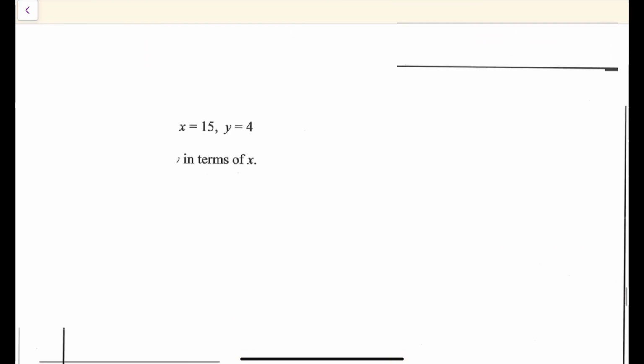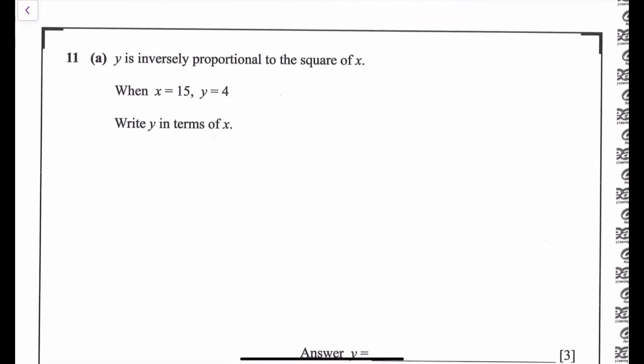Okay, lovely question. One of my favorite topics. This is direct and inverse proportion. Direct and indirect proportion, whatever way you want to say it. It says y is inversely proportional to the square of x. So the first thing I'm going to write down is y equals k, that's my lowercase k, believe it or not, k over x squared. It tells you when x is equal to 15, apologies, when x is equal to 15, y is equal to 4. So we just fire those in.